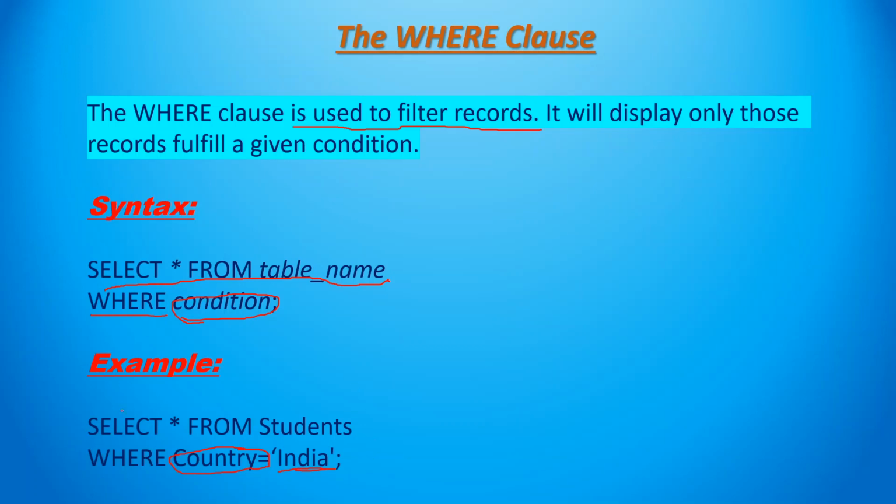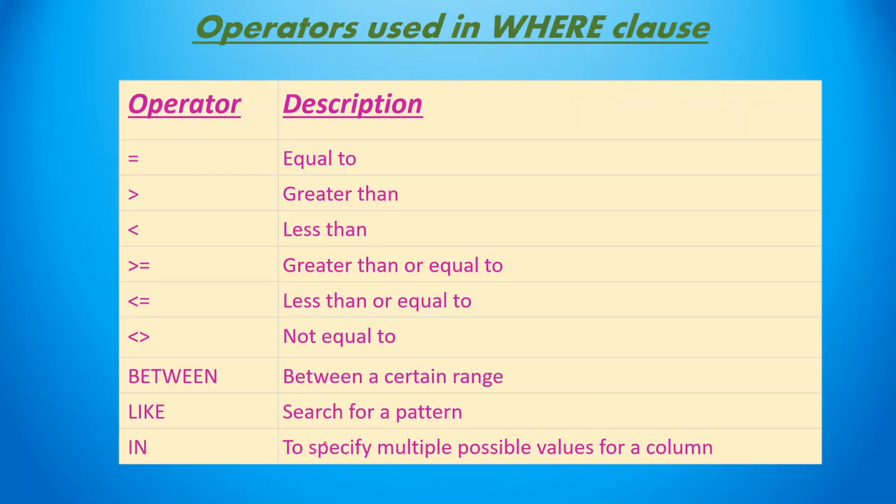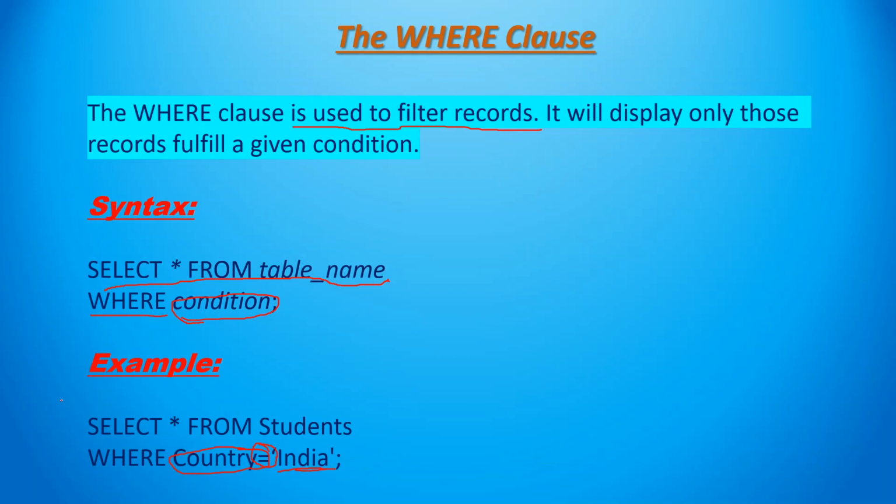In the where clause you can write an operator. This is the equal to operator. There are various operators which you can use in the where clause, like equal to, greater than, less than, greater than or equal to, less than or equal to, not equal to, between, like, and in operator. All these operators can be used with the where clause. These are all relational operators. You already know these operators; we have studied these in Python also. You can apply them like we applied earlier.